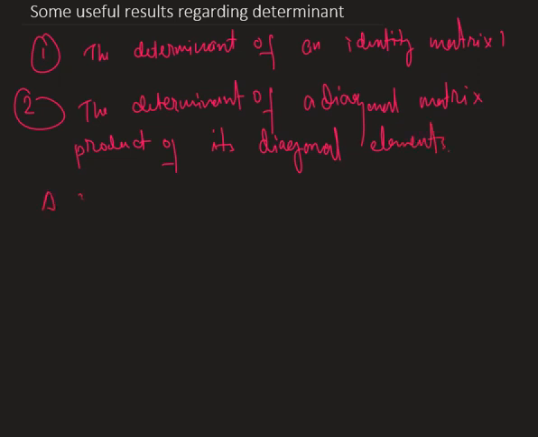That is, suppose we have a matrix with diagonal entries 2, 1, 2 and all the other entries 0, then the determinant of A is going to be 2 into 1 into 2, that is 4.